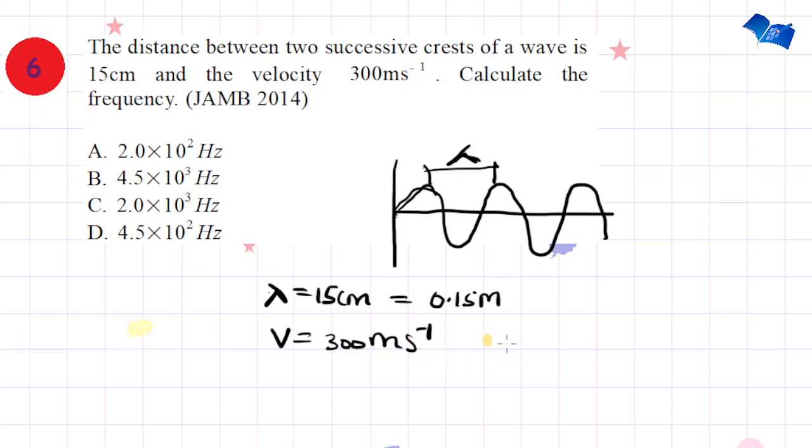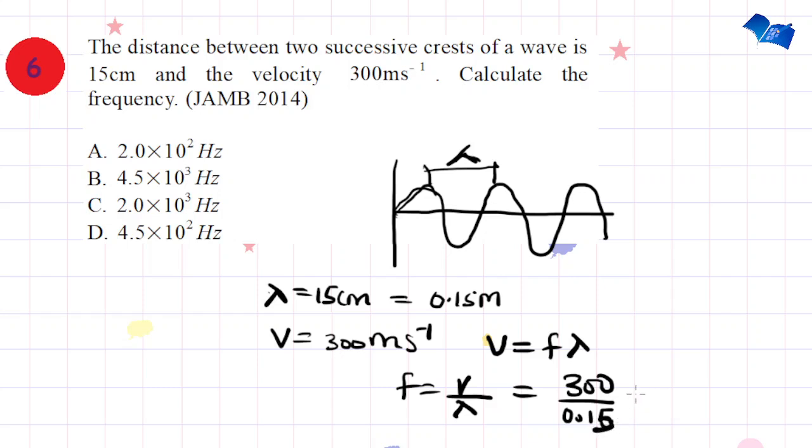We come from the relation that velocity is equal to the frequency multiplied by the wavelength. So the frequency is equal to the velocity divided by the wavelength, which is 300 divided by 0.15, and this will give us 2000 Hz. Converting 2000 Hz to standard form, that is 2.0 times 10 to the power 3 Hz. Okay, so the correct option is option C, straight to the point.